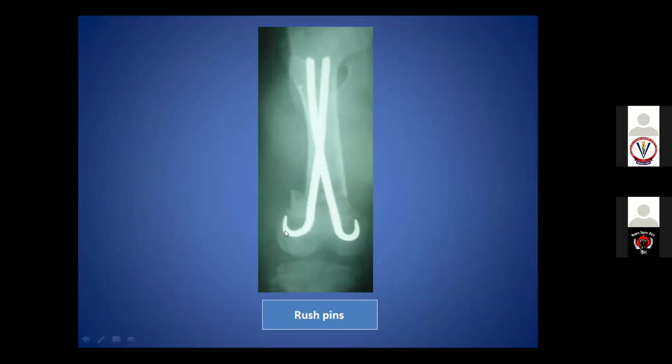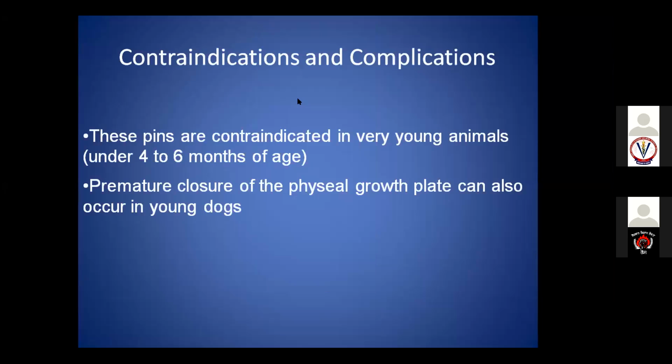And the distal end of the pin is bent towards the outer cortex of the bone. There is no possibility of proximal migration of the pin. But by chance, if the animal again puts a lot of stress on the bone, there can be distal migration. There can be distal migration, but proximally it cannot migrate. So that's the biggest advantage of Rush pins.